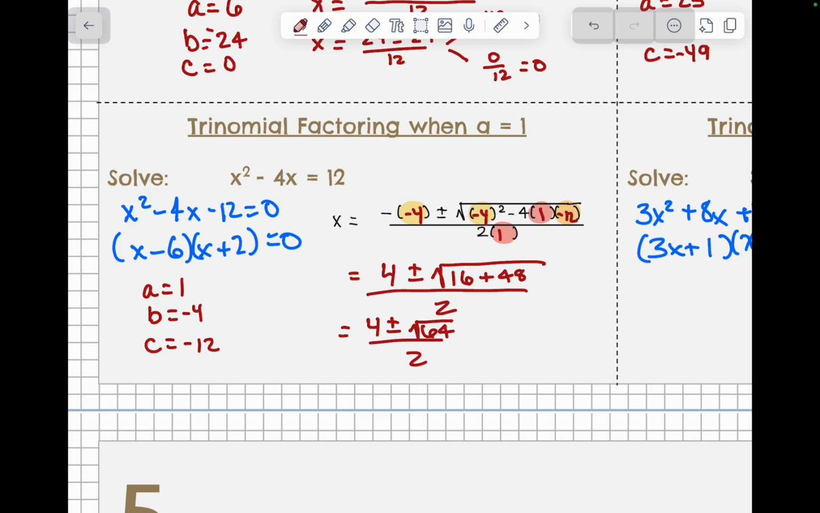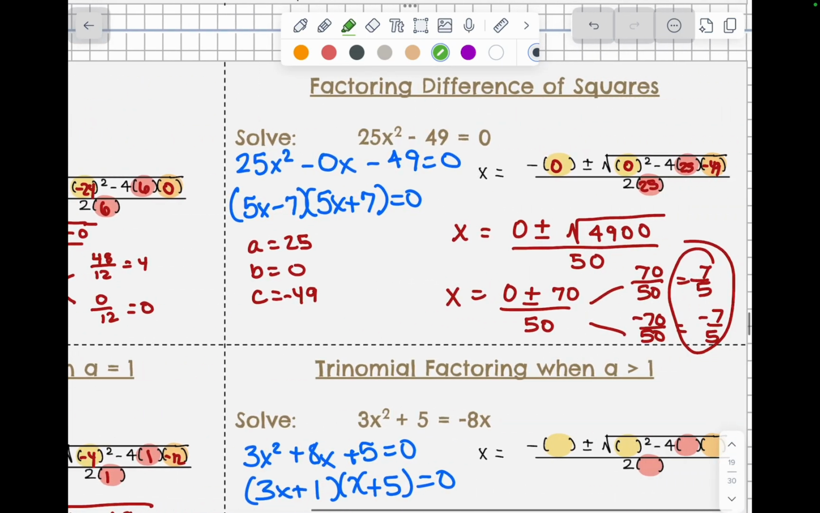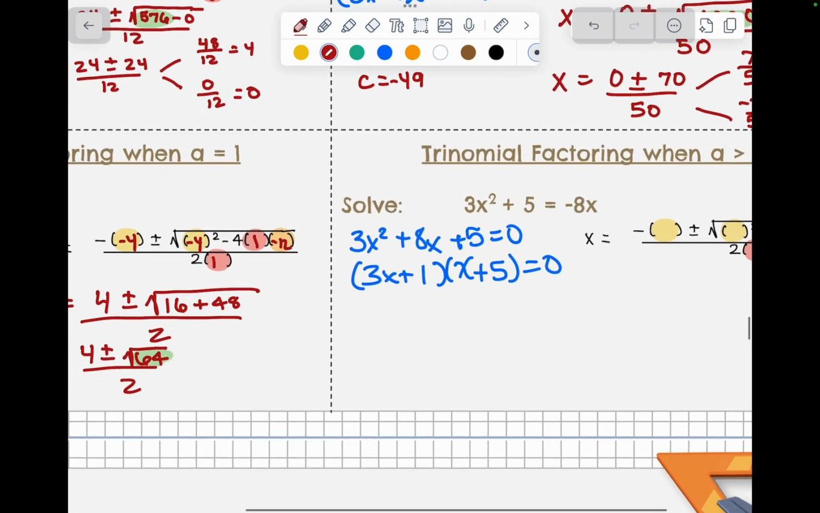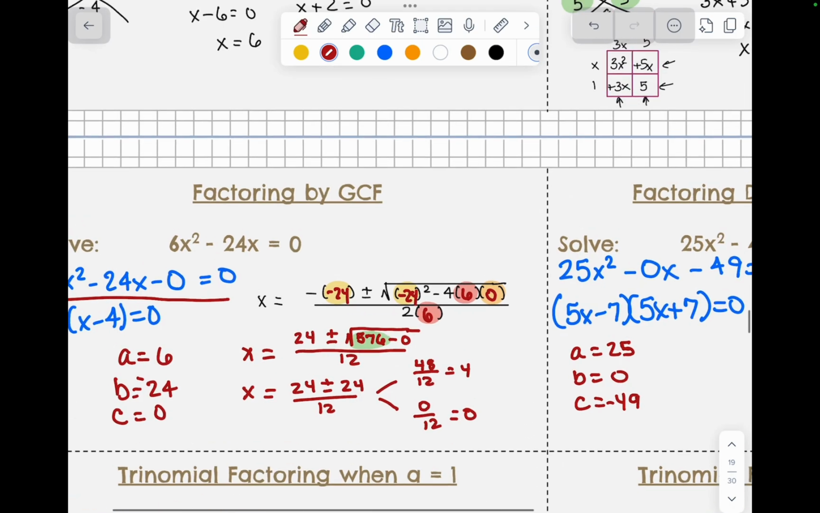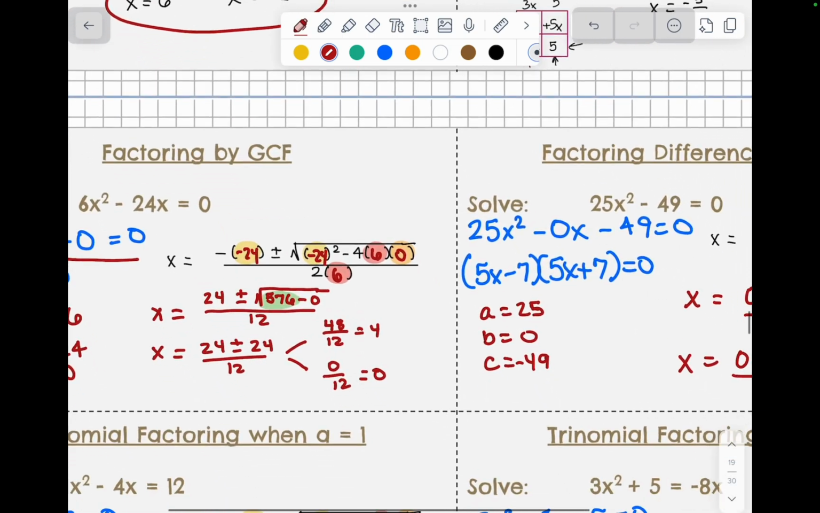Notice each one of these, our radicand, the number under the radical, has ended up being a perfect square. 64 is a perfect square, 576 is a perfect square, 4,900 is a perfect square. So then this ends up being 4 plus 8 over 2, which is 12 over 2, which is 6, or 4 minus 8 over 2, which is negative 4 over 2, which is negative 2. And that's exactly what we got up here when we solved it by factoring.